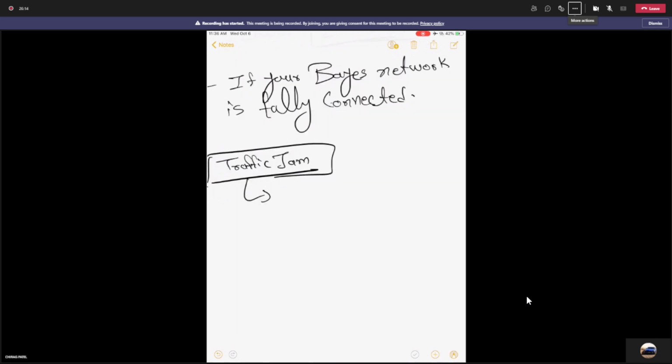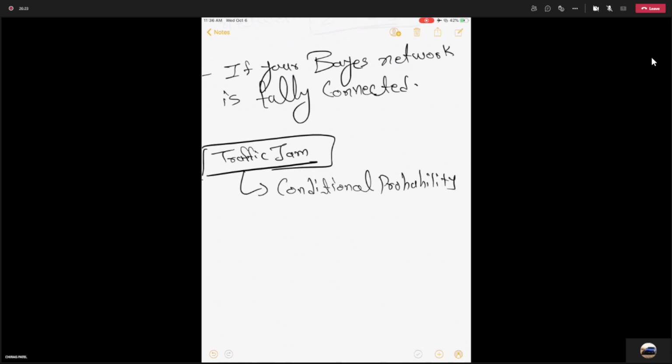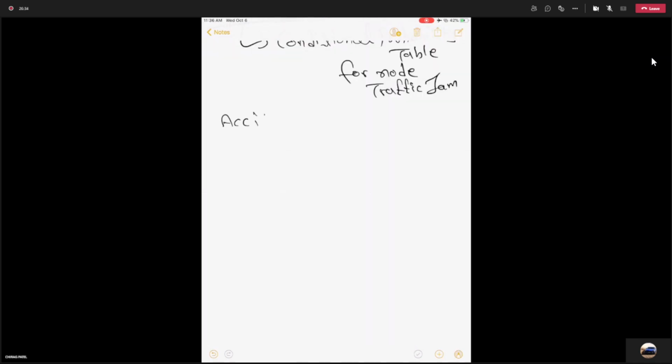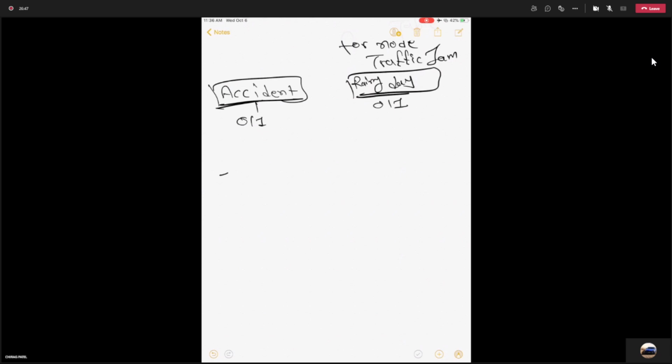So we need to calculate the conditional probability table for the node traffic jam. Right? So, what are the parents? You have accident as a parent of traffic jam, and the second parent is rainy day. It has two values, and this also has two values. So now we need to derive: if there is an accident, yes, and a rainy day, what is the chance over here?